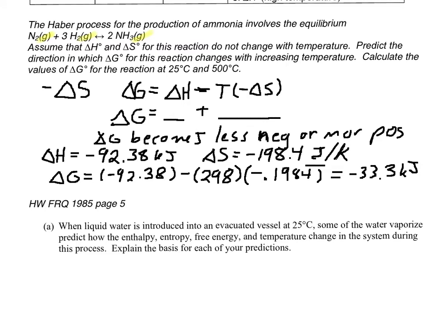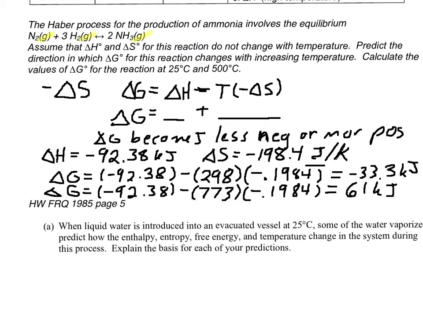And here's what we get for the 25 degrees. And here's what we get for the 500 degrees. So we can see that the prediction that we made earlier, that delta G will become less negative or more positive as we increase the temperature, is true. And let's take a look at this example problem here.